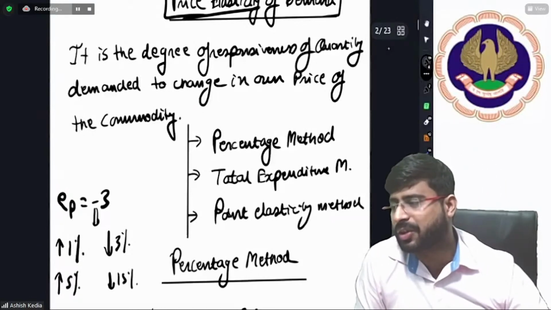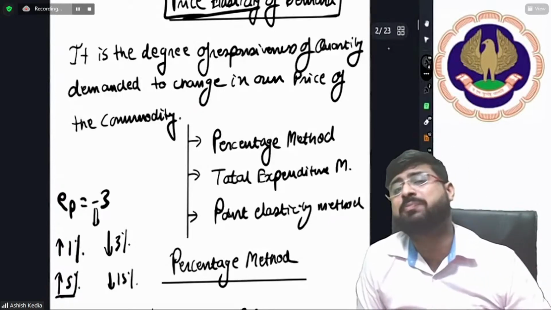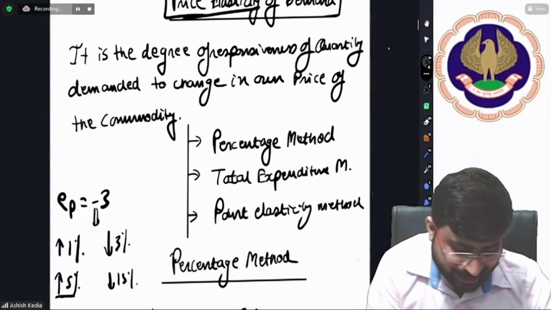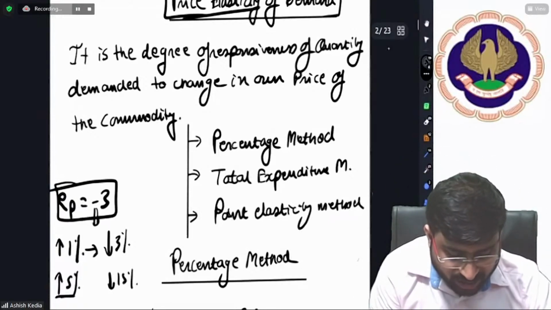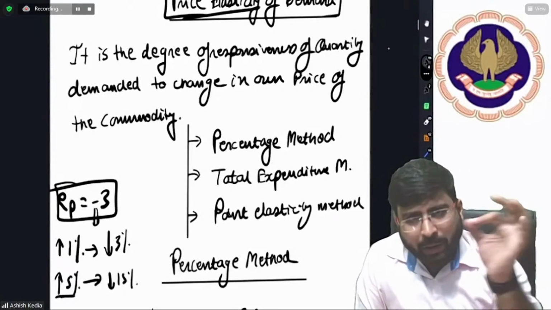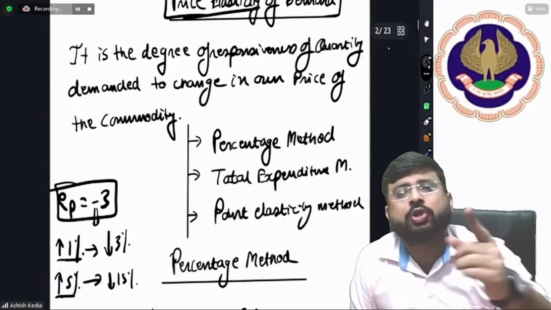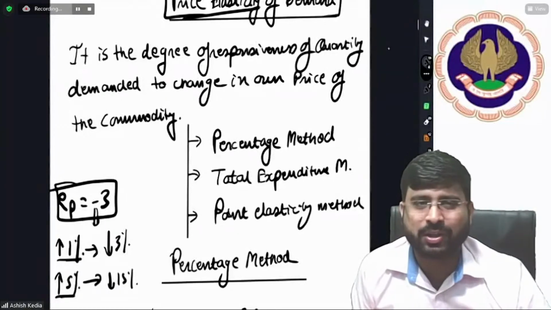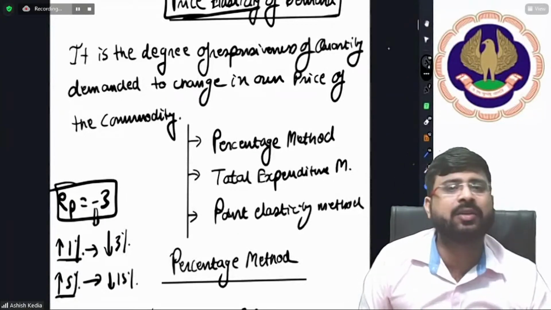Oh, we got it, sir. So every time we will have to multiply with the percentage change in price, so we will get the percentage change in quantity. Yes, this is what elasticity does for us. It helps to bridge the gap between percentage change in price and percentage change in quantity. So if you multiply price elasticity of demand with percentage change in price, you will get the percentage change in quantity. Oh, sir, is that so? Yes, my dear friends, that is so.